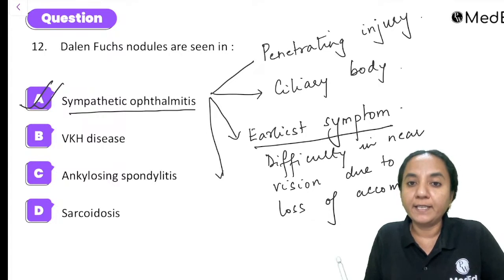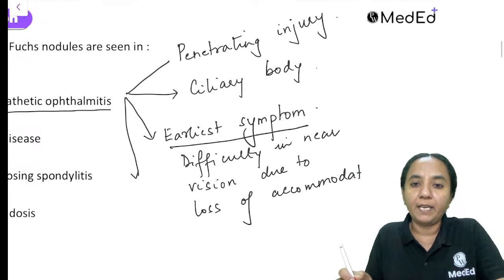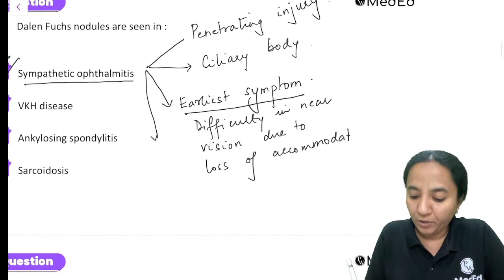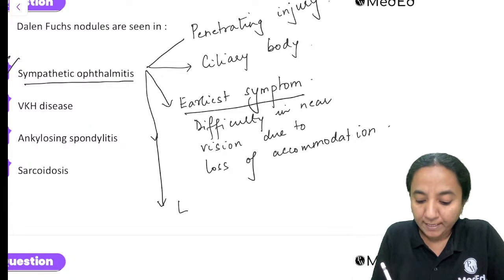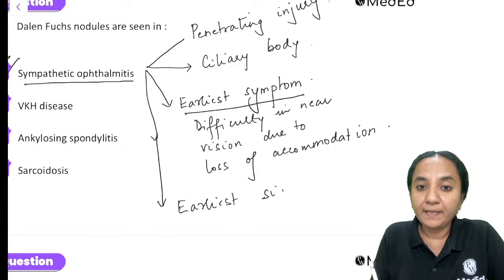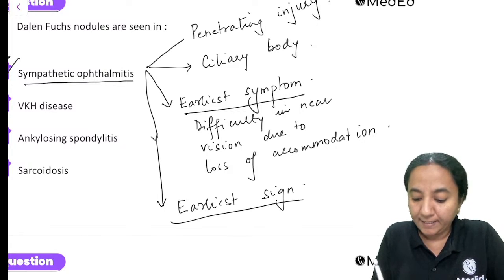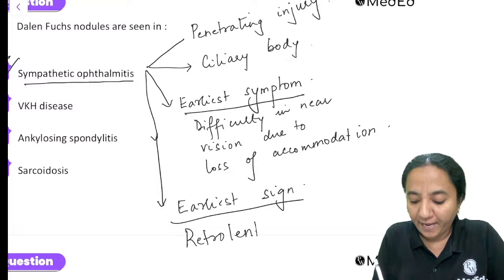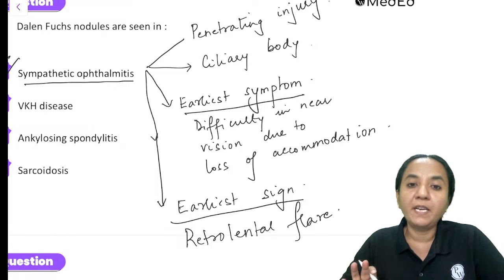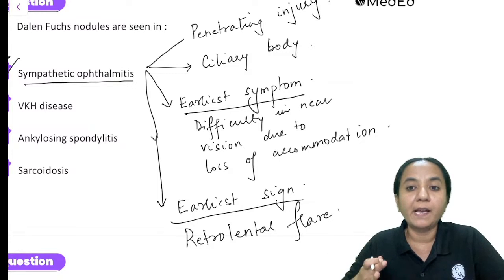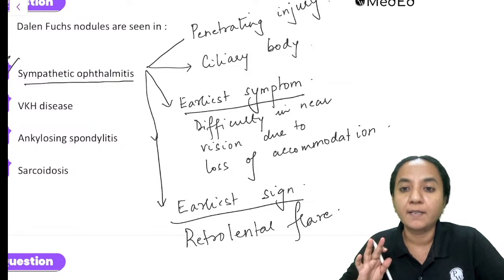And what is the earliest sign? We are often asked, what is the earliest sign? This is also another important MCQ. Please remember, the earliest sign is retrolental flare. Retrolental means behind the lens, and flare means turbidity. So turbidity or haziness behind the lens, this is the earliest sign.